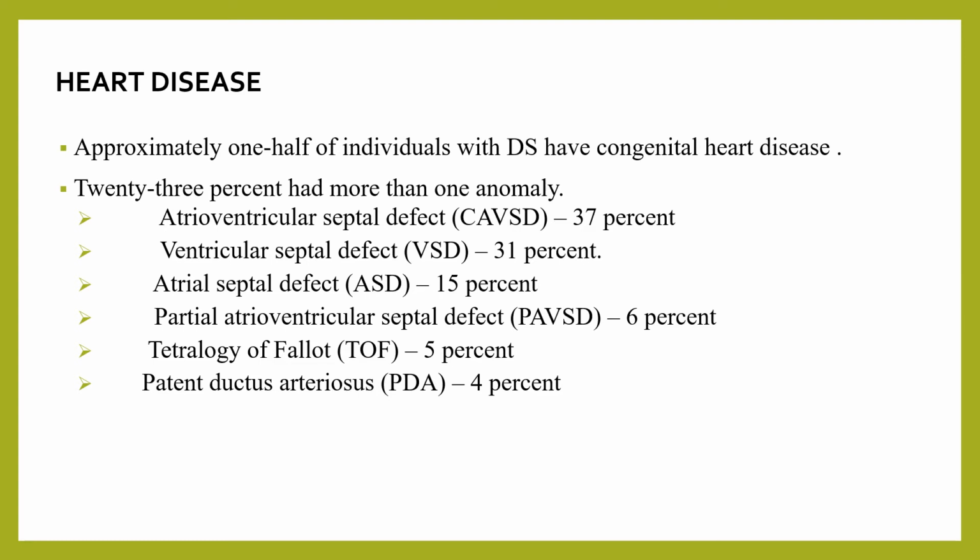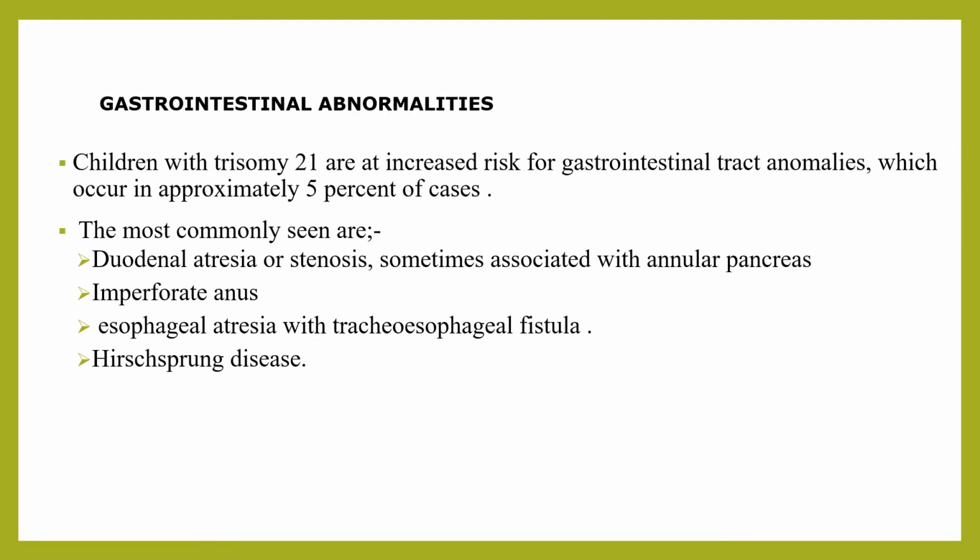Some asymptomatic adolescents and adults without structural heart disease develop valve abnormalities, such as mitral valve prolapse and also aortic regurgitation. Those things are more acquired. So, children with Down syndrome are not only at risk of congenital heart disease, they are also at risk of having acquired heart disease.